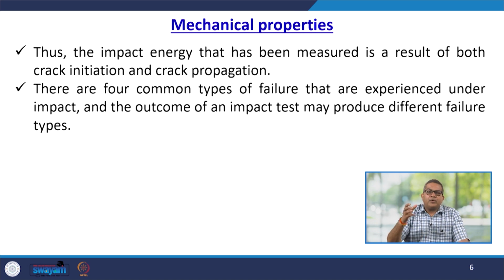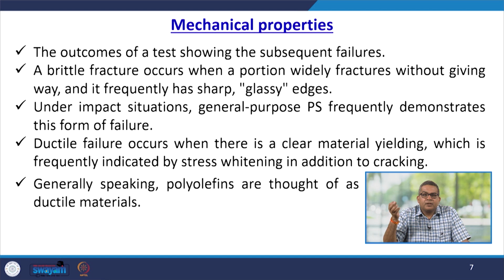And there are 4 common types of failure that are experienced under impact. The outcome of the impact test may produce different failure types. The outcomes of the test show the subsequent failures. A brittle fracture occurs when a portion widely fractures without giving way, and it frequently has a sharp or glassy edge. Under the impact situation, general purpose polystyrene frequently demonstrates this particular type of failure.